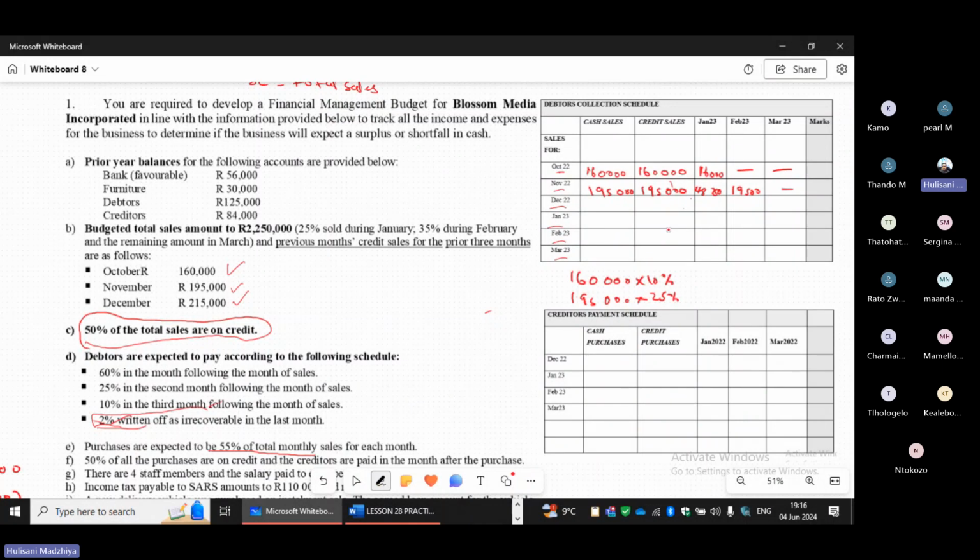And then in this case, we move to December. But before we move into December, did you guys manage to get the same amount as the one that I'm writing?